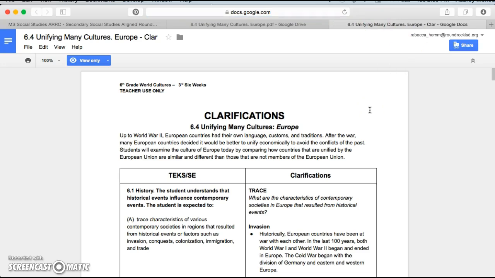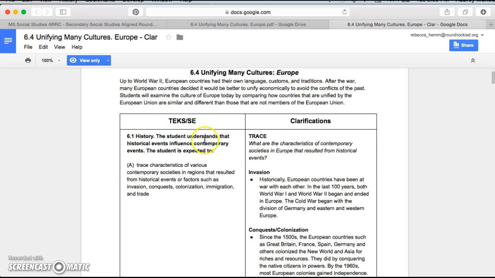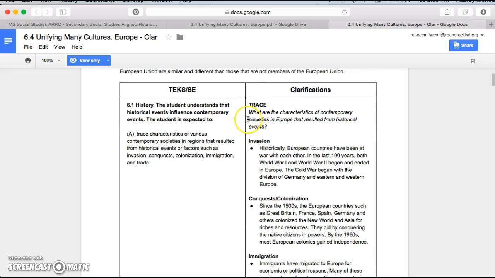And what the clarification does is it goes into, let's say this first TEKS 6.1, and the TEKS says, trace characteristics of various contemporary societies, and so on, such factors such as invasion, conquest, colonization, immigration, and trade. And then the way it clarifies the TEKS or student expectations is by defining what they mean by trace. So this is Bloom's taxonomy, trace. And then they specify the characteristics of a contemporary society in Europe that results from historical events.